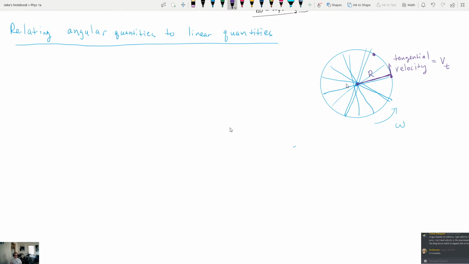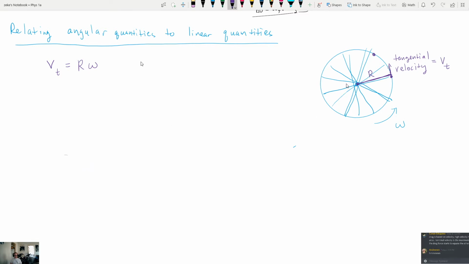All right. I think I probably already gave you this relationship when we were talking about circular motion last week. The relationship is basically that the tangential velocity is equal to the radius of the wheel multiplied by the angular speed. Okay, we can derive this. It's not very hard to derive, because we can just relate the two to each other using the circumference of the circle.